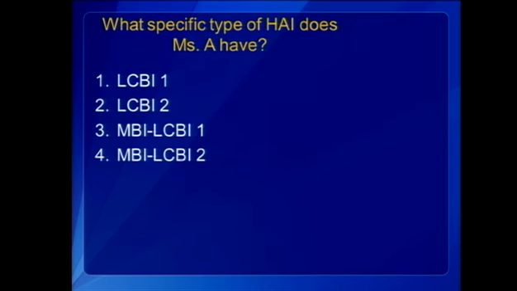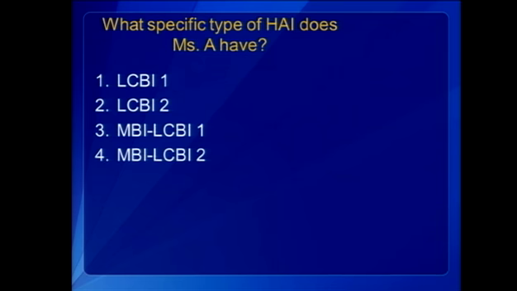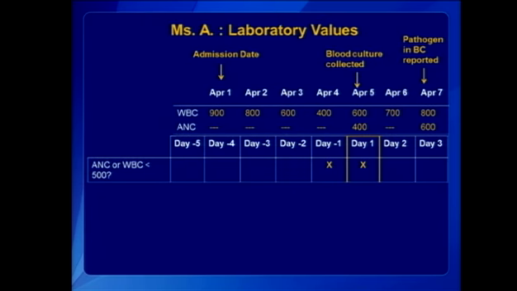So the next question is, what specific type of HAI does Ms. A have? An LCBI 1, LCBI 2, or an MBI LCBI 1 or 2? And the answer is that she has an MBI LCBI criterion 1. And let's see why.